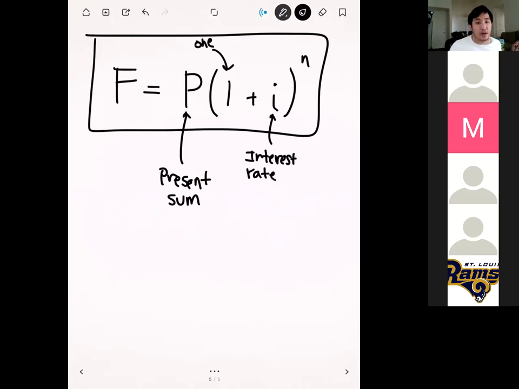So i in this case is the interest rate, and again, this interest rate is expressed as a decimal. Okay. Make sure that your interest rate is a decimal, right? So you don't want to add the number 8 here. Otherwise, you're going to think that your $10 today is going to be worth like $1 million in 5 years, which is not the case, right?